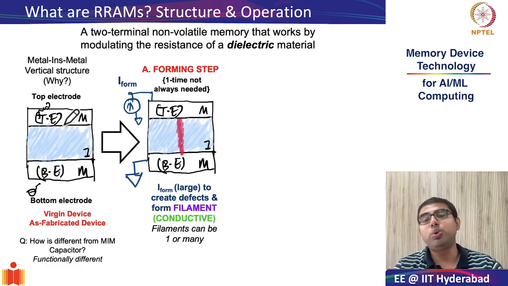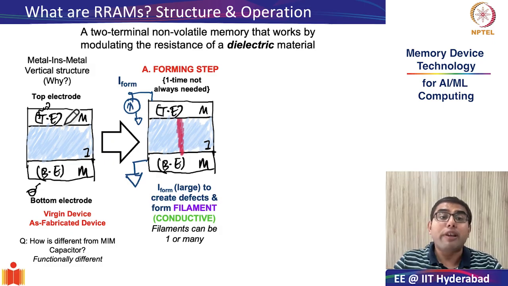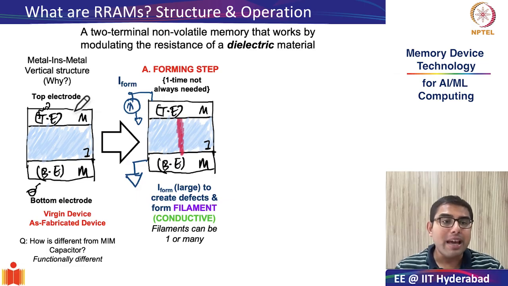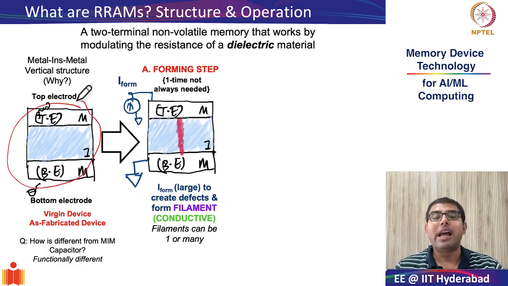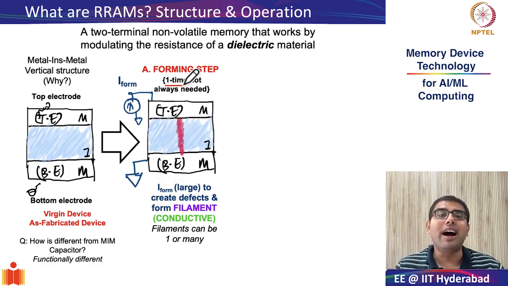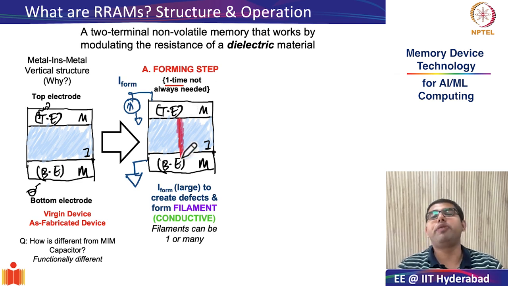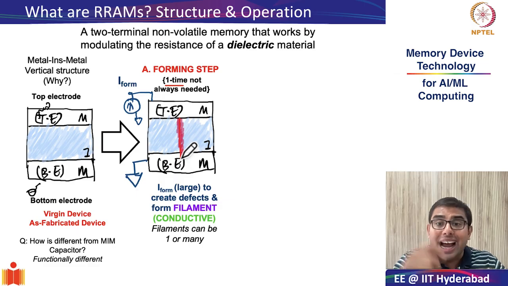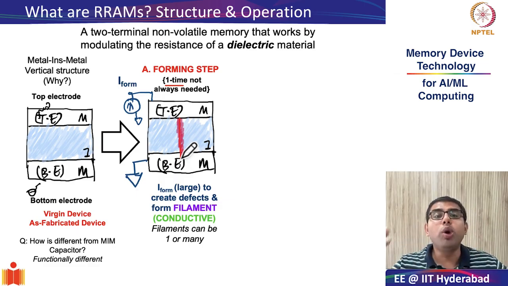And this brings us to the most important step, the first step of converting this MIM structure into a useful RRAM device. This step is called the forming step. So what is this forming step? The forming step is a one-time process which is not always needed, but is generally needed in most RRAMs. The job of the forming step is to create something called a conductive filament. Now what is a conductive filament? The conductive filament is finally the main functional element of the device, which will either get created or annihilated to give you low and high resistance states respectively.